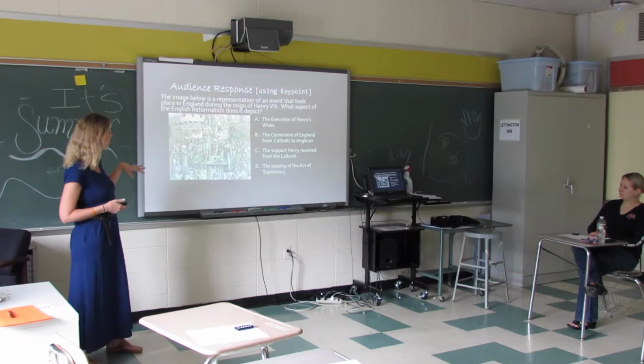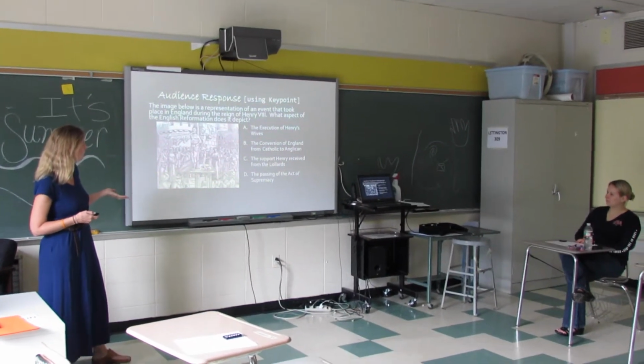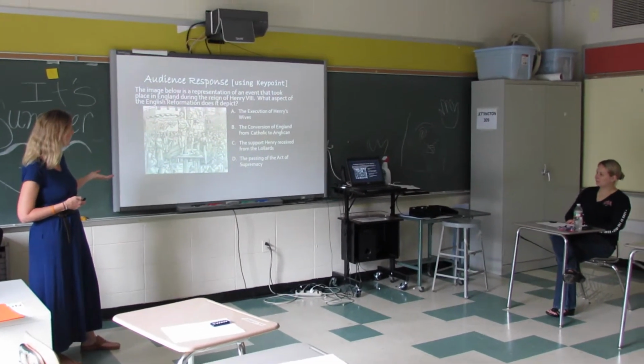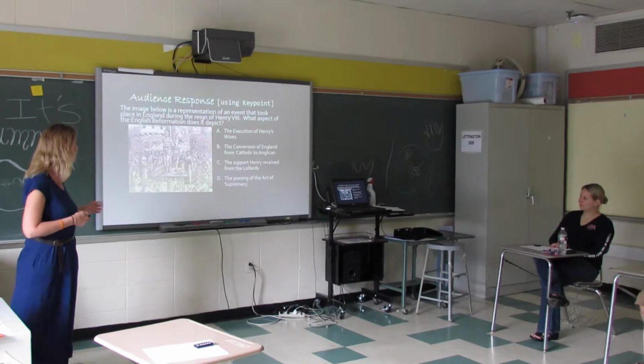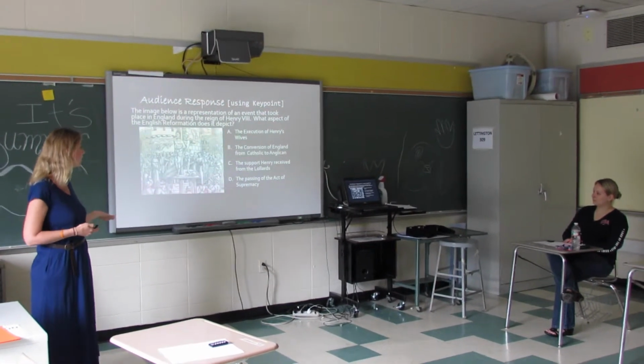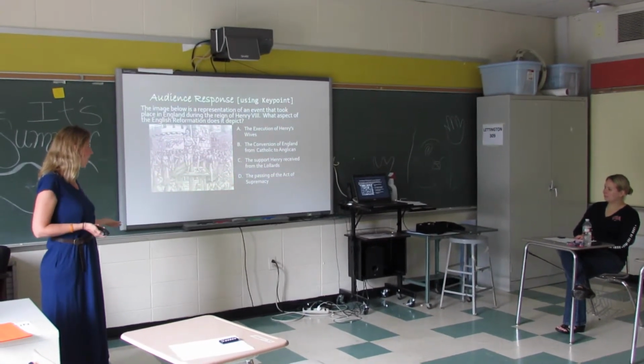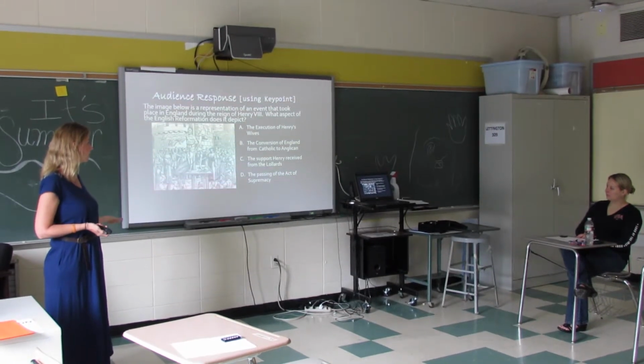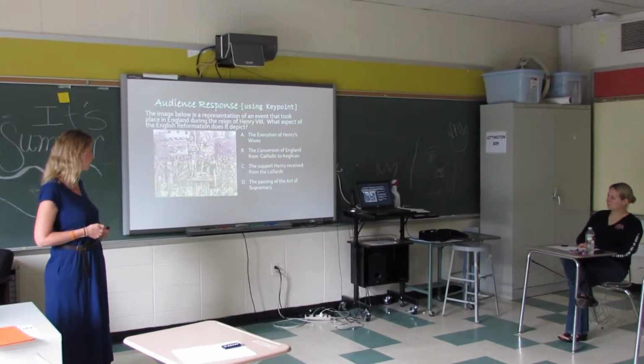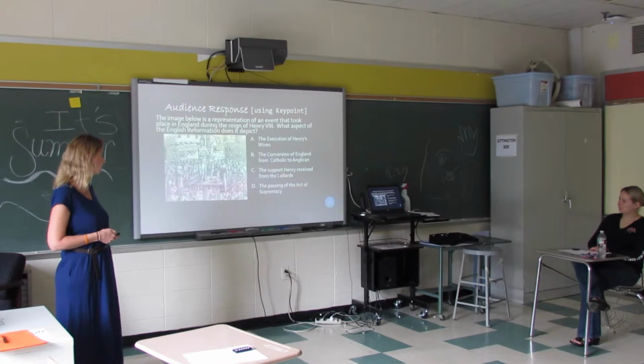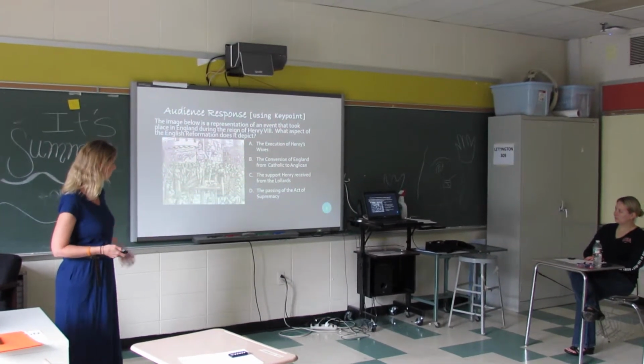You could bring in images, right? The image below is a representation of an event that took place in England during the reign of Henry VIII. What aspect of the English Reformation does it depict? The execution of Henry's wives, the conversion of England from Catholic to Anglican, the support Henry received from the Lollards, or the passing of the Act of Supremacy. And then you can move.